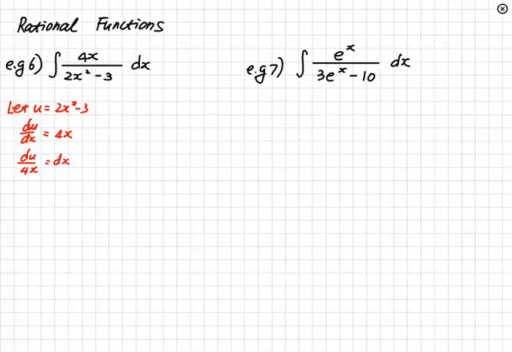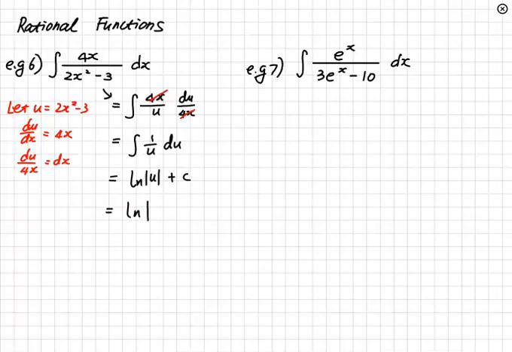Now all I need to do is substitution. So therefore this is 4x over u, and my dx is du on 4x. Now you can see clearly, I can simplify, and that will give me 1 over u du. Now remember the integration of 1 over u is natural log of absolute value of u plus c, and we're going to replace the u with 2x squared minus 3 plus c.